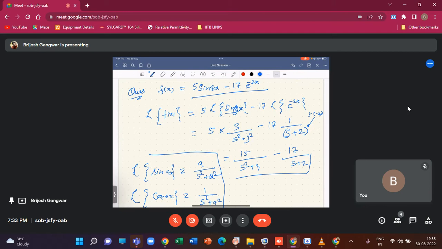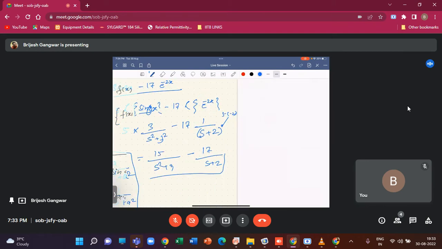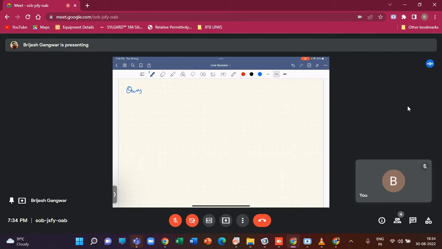What next? Just change the type of question. We have f(x) is equal to 2x square minus 3x plus 4. Then how will you find it? This will be very easy: 2 Laplace of x square minus 3 Laplace of x plus 4. So this will be the Laplace of f(x).